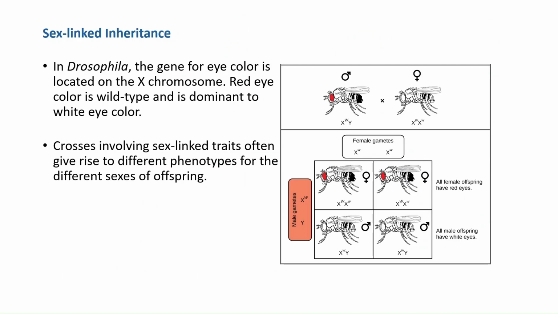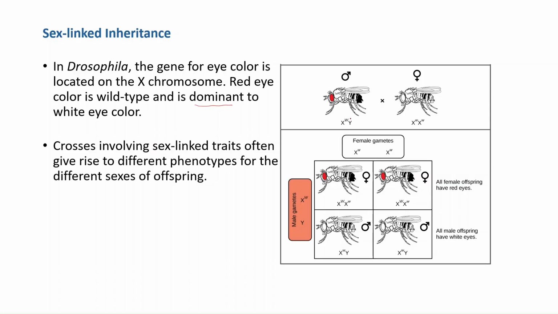Look at Drosophila, the fruit flies. You have red eyes and white eyes. They are located on the X chromosome. The red eye is dominant. So when we're doing a Punnett square, not only do we want to know how many of the offspring are going to have red eyes or white eyes, but we want to know if they're males or females.